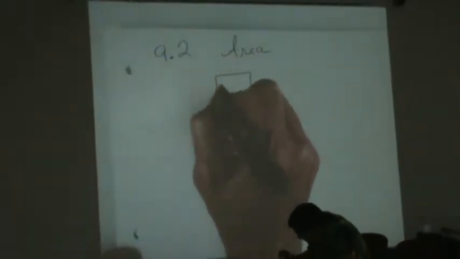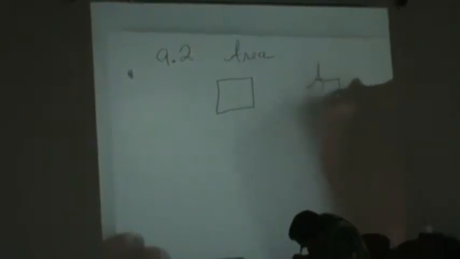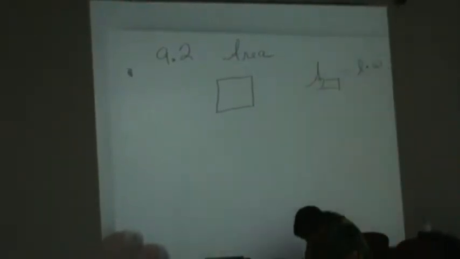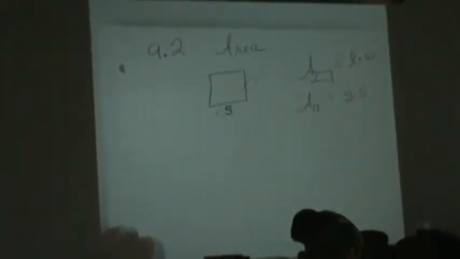No? Okay. 9.2, area. Okay, the area of a square or a rectangle. The area of a rectangle is the length times the width. Okay. A square would pretty much be the same thing because you're doing this times this, right? But they call it S for side of a square. So it's the side times the side, or side squared. It's still length times width, right? The area.